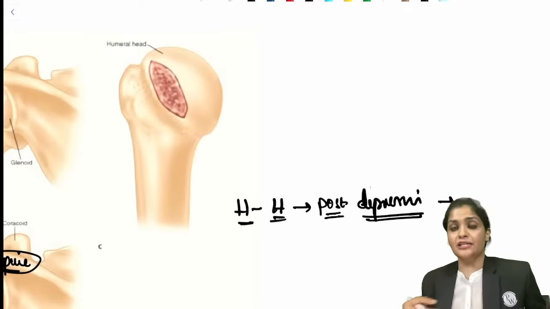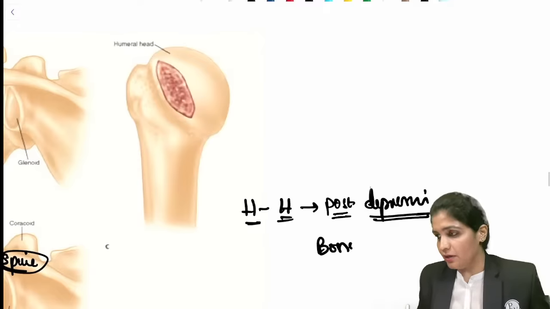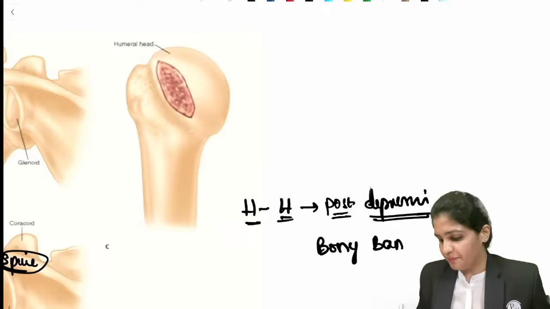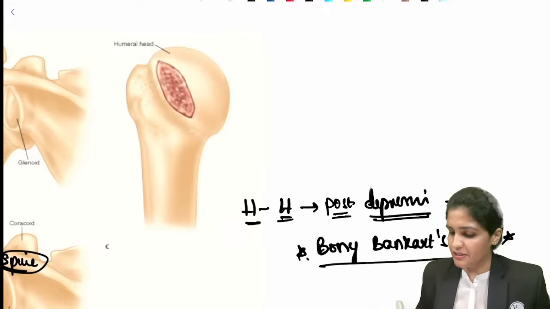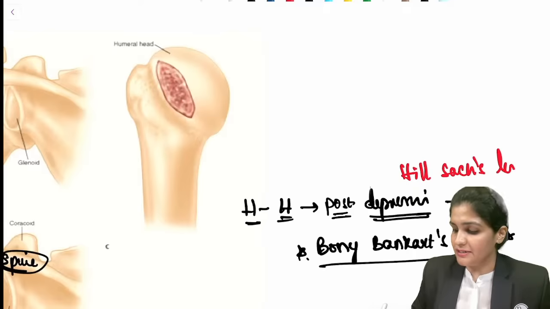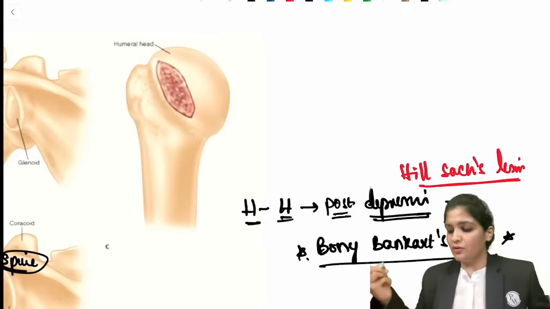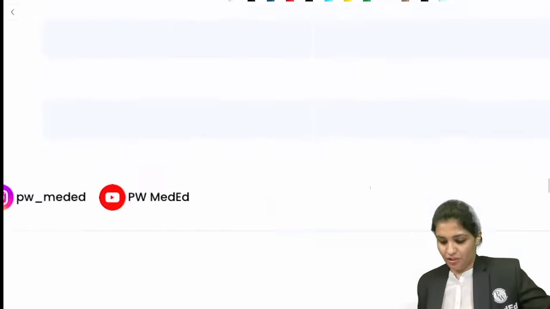In case of Bankart's, it is the labrum. Sometimes the rubbing becomes so severe, even the bony part of the labrum also comes along with it. Then that is called your bony Bankart's lesion. So there are two types, the bony Bankart's lesion and then the Hill Sachs lesion, right? I've already told you the Dugas test is used for evaluating your shoulder dislocation, right?